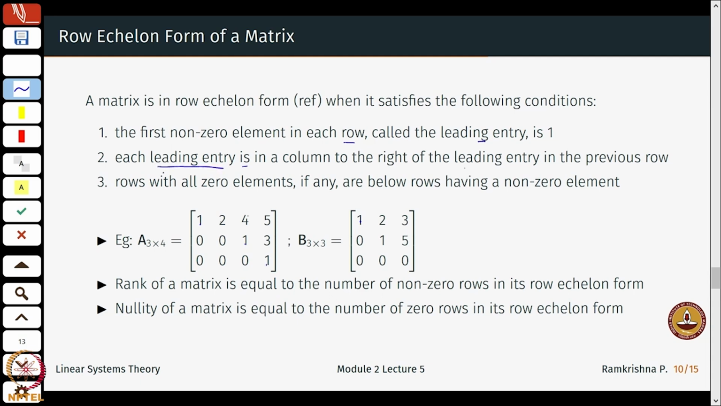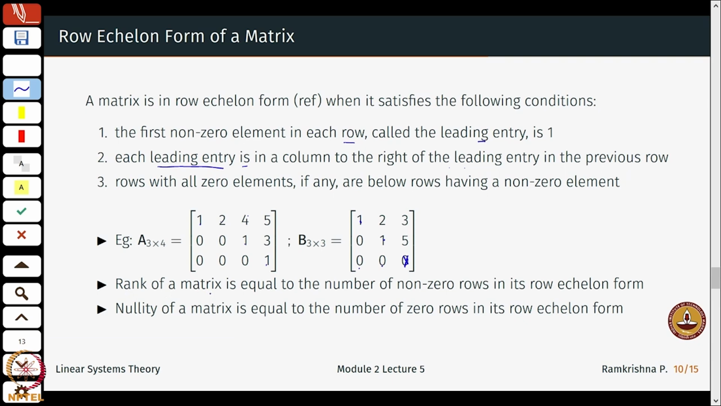The second rule says that each leading entry is in a column to the right of the leading entry in the previous row. So, for example, I have a 1 here. The next one can occur only in the second row, and if there is a third one, it can only occur here and nowhere else. It can occur maybe here or nowhere else, not here or not here. Of course, we will leave the derivations for later, but what do we do with this form?